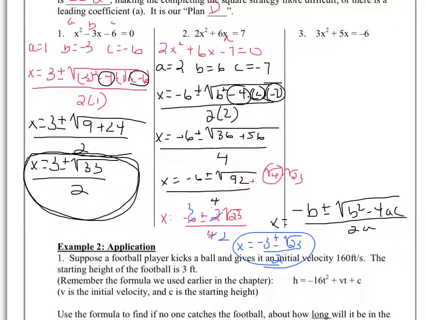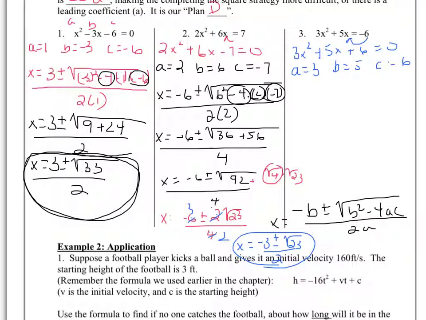Okay, so I'd like you to pause the video and try number 3 on your own. Okay, so the first step that you should have done was add the 6 onto the left to make it equal 0. So 3x squared plus 5x plus 6 is equal to 0. Okay, then we want to name A, B, and C. A is equal to 3, B is equal to 5, and C is equal to 6.